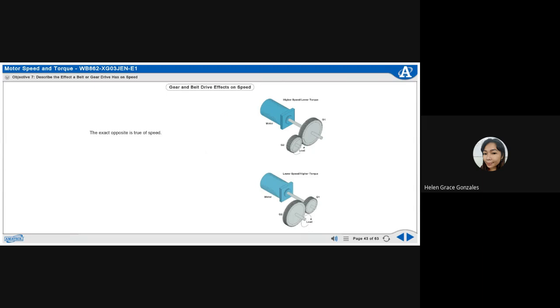The exact opposite is true of speed. If the gear on the load has more teeth than the gear on the motor, the speed of the load will be less than that of the motor. The same is true of a belt drive system if the driven pulley is larger in diameter than the driver pulley.